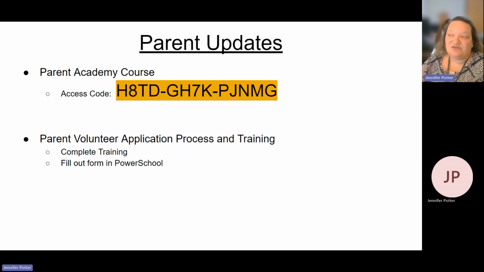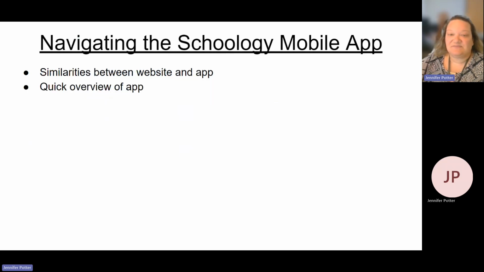In order for you to join, you'll need this access code, HATD-GH7K-PJNMG. That is case sensitive, and the hyphens do need to be included. So feel free to, once you are familiar with Schoology, join this course as a student so that you can receive information from Mr. Remy and other staff members here at Genesis.